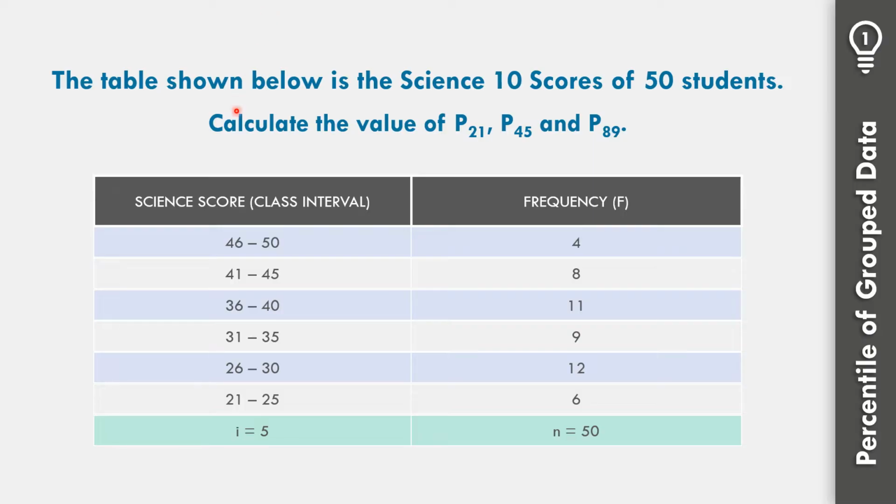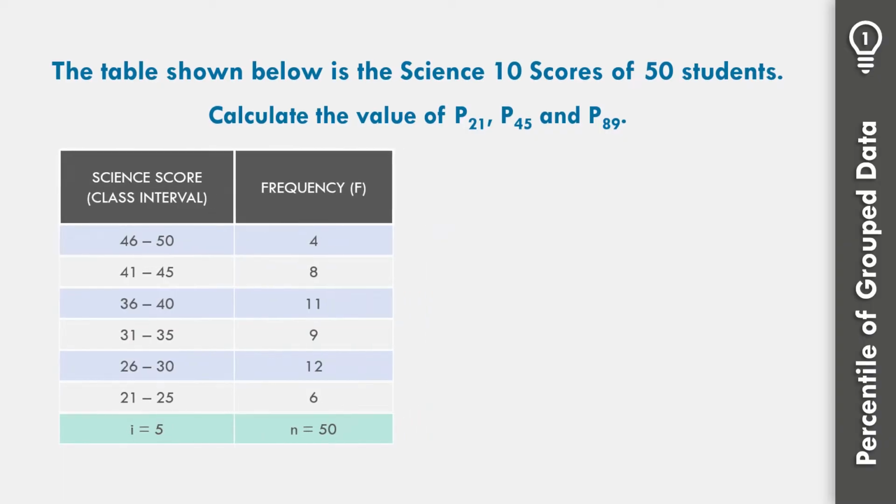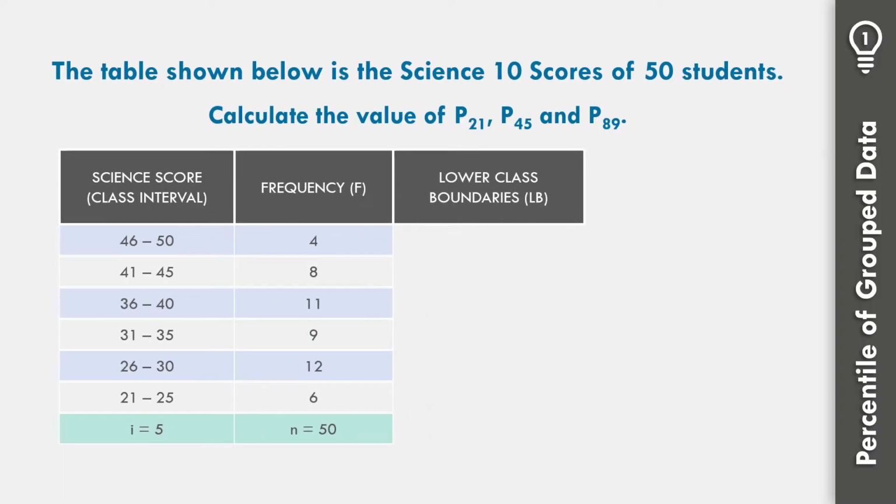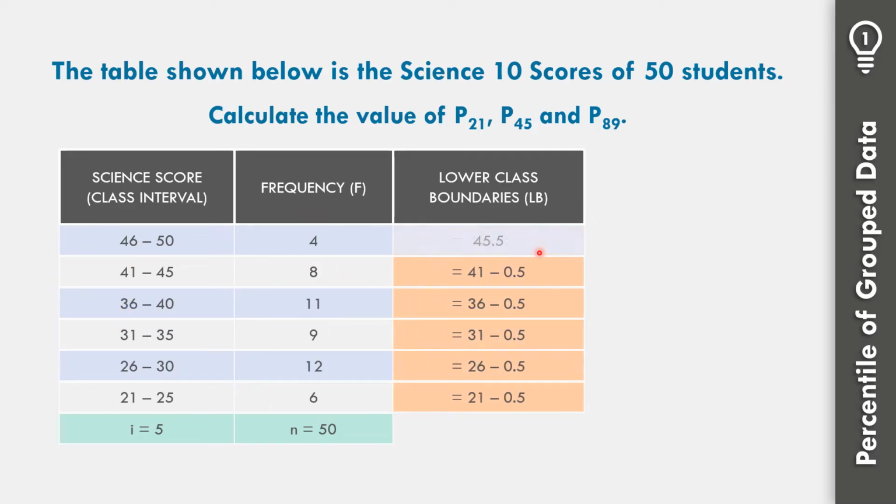So let us now calculate the values of P sub 21, P sub 45, and P sub 89. Let us complete the table for the lower class boundaries. To identify the lower class boundaries: 46 minus 0.5, the answer is 45.5. 41 minus 0.5, that is 40.5.